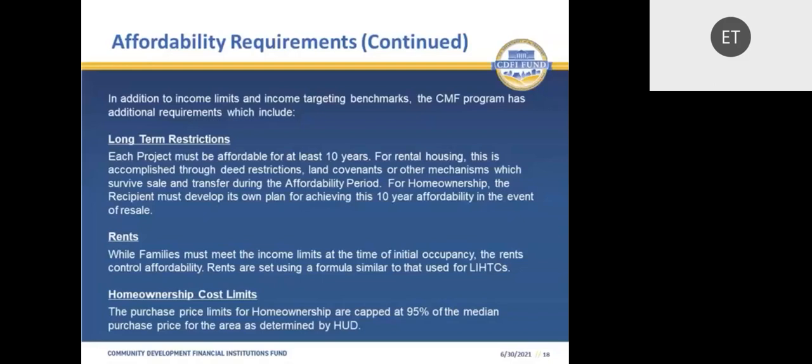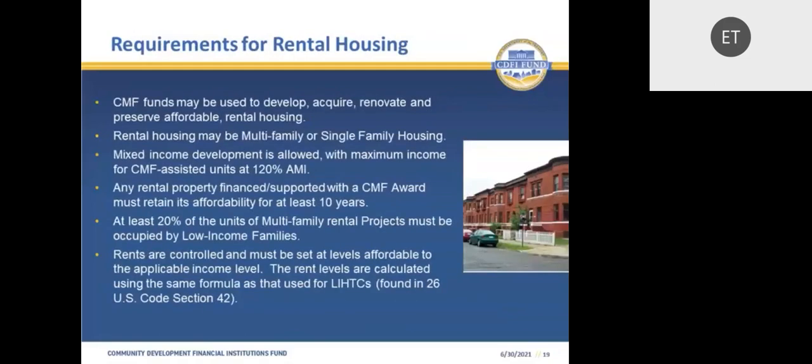In homeownership, there are cost limits to keep in mind. The purchase price limits for homeownership are capped at 95% of the median purchase price for the area, and that is determined by HUD. Now, some specific requirements if you're planning to do rental housing. CMF funds may be used to develop, acquire, renovate, or preserve affordable rental housing. It can be multifamily or it can be single family that's rented. Mixed income development is allowed, and the maximum income, of course, for any units that are assisted with CMF is 120% AMI.